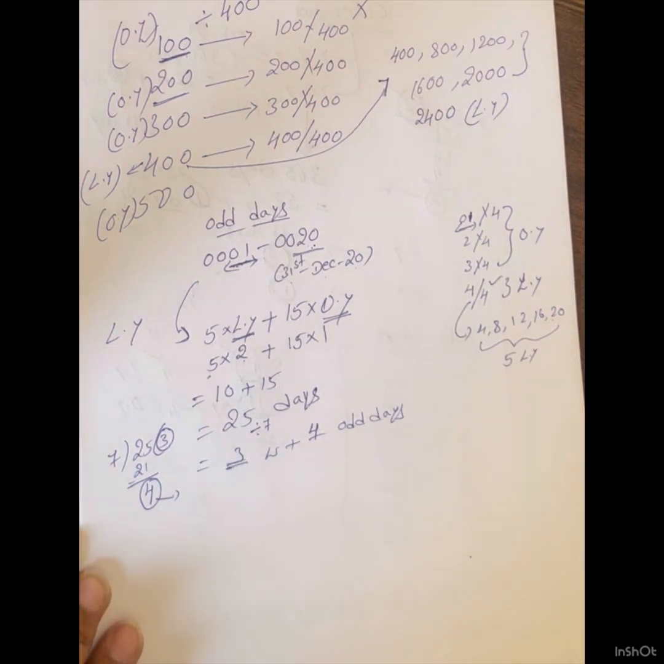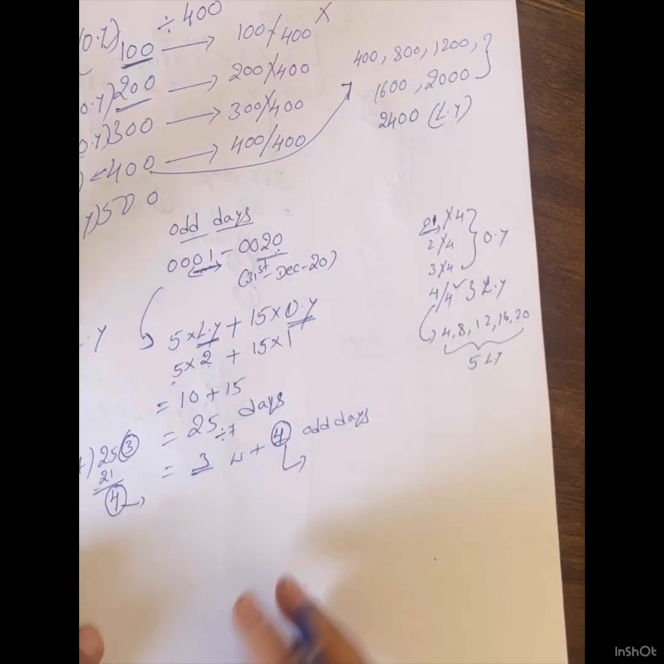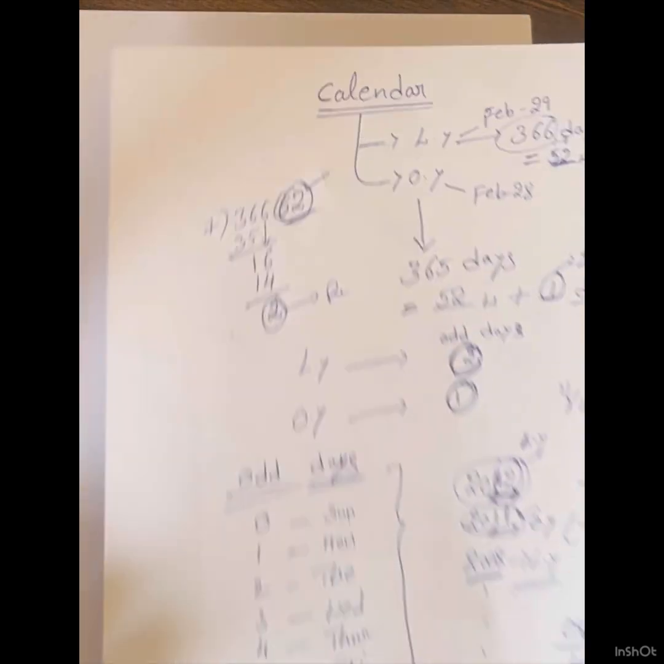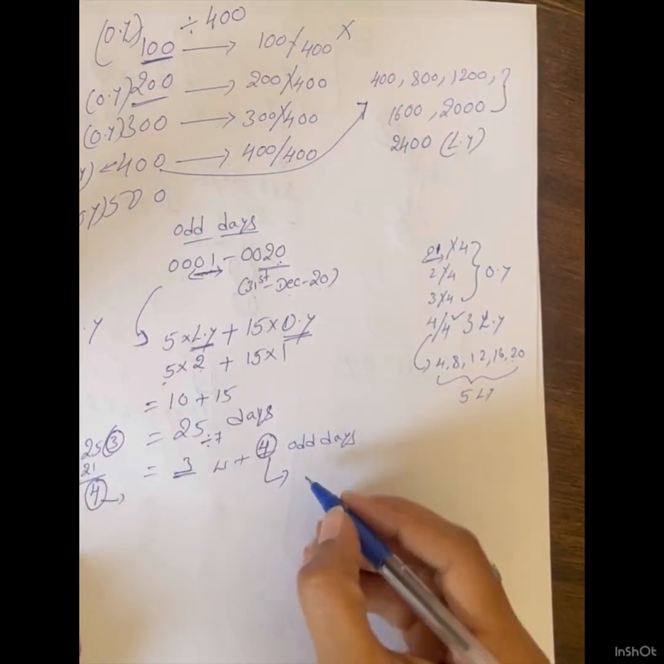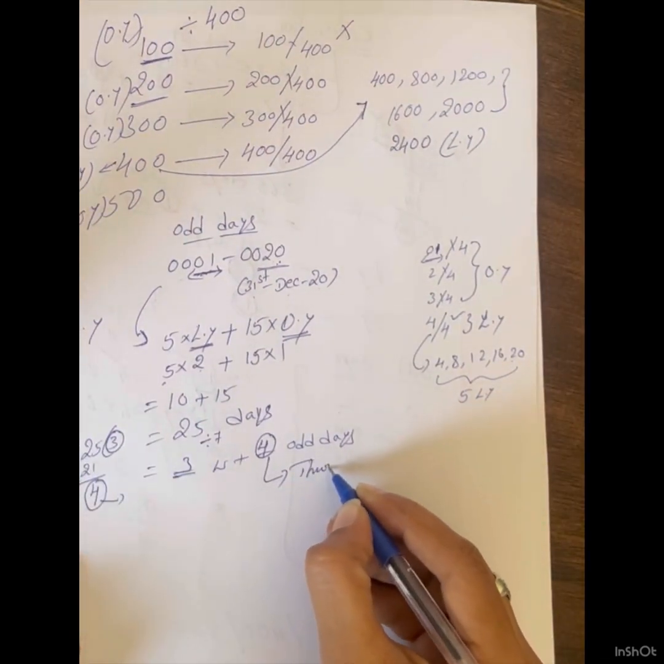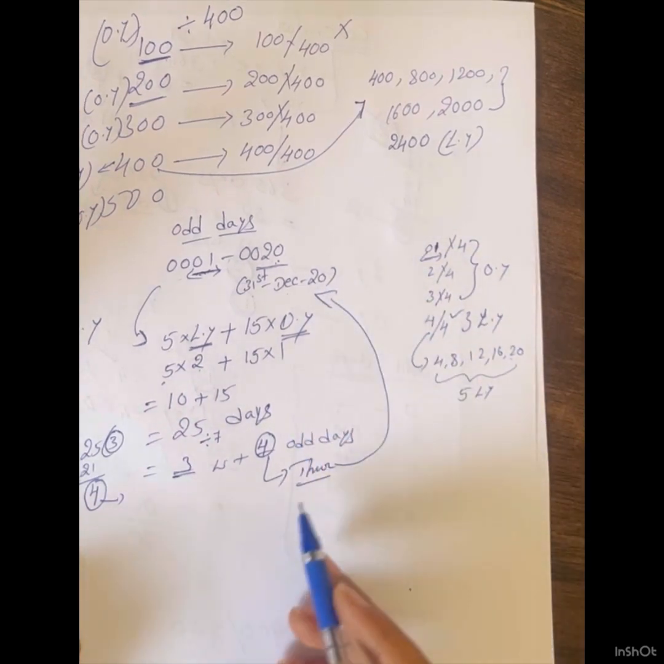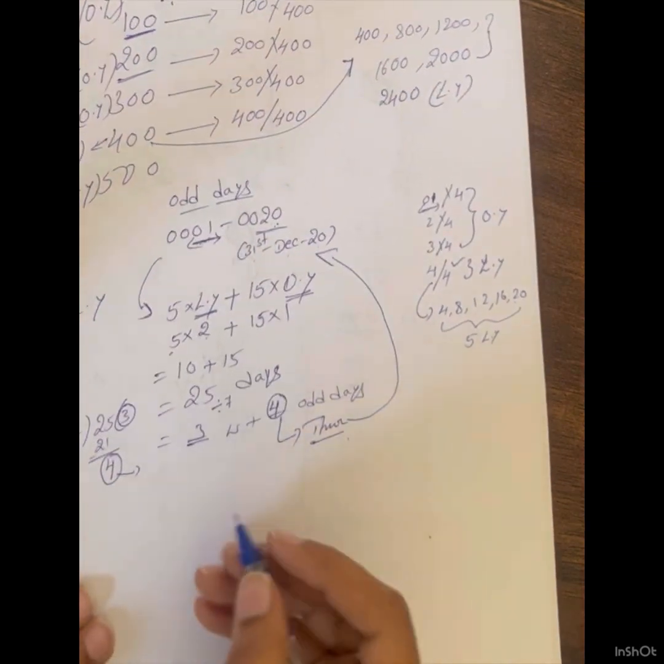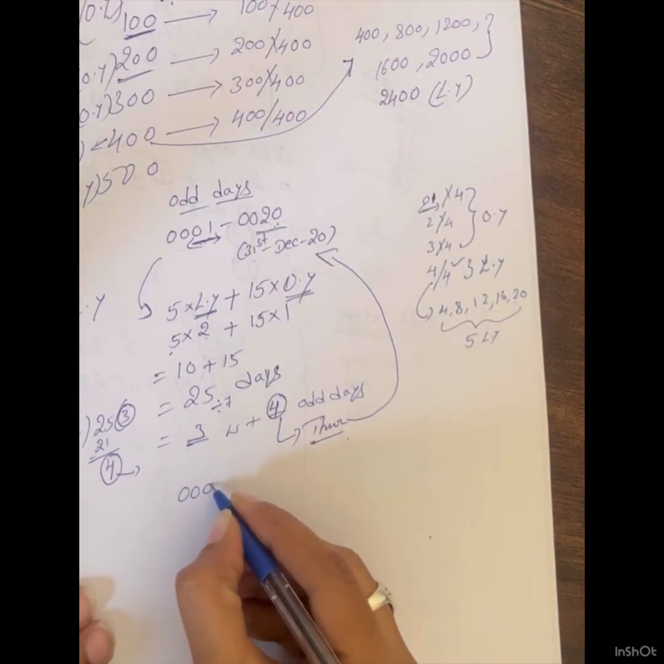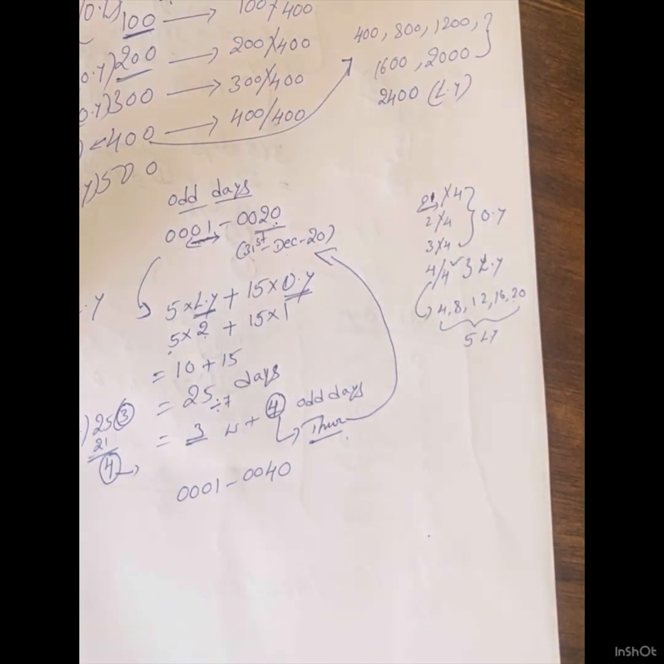So I hope you understood. So this 4 represents which day? 0 represents Sunday, so 4 represents Thursday. So 31st December of the 20th year is nothing but Thursday. Okay. Next, similarly you must find out the first year to 40th year. How many odd days will come?